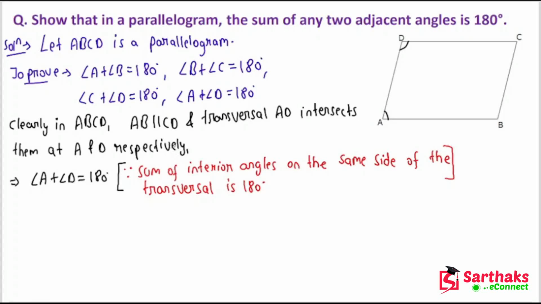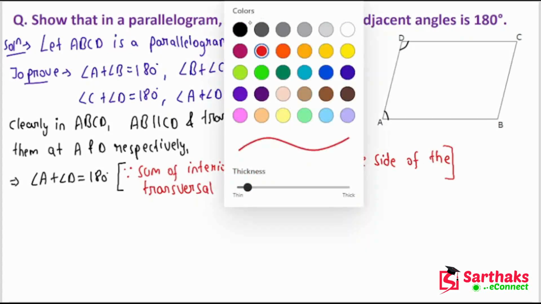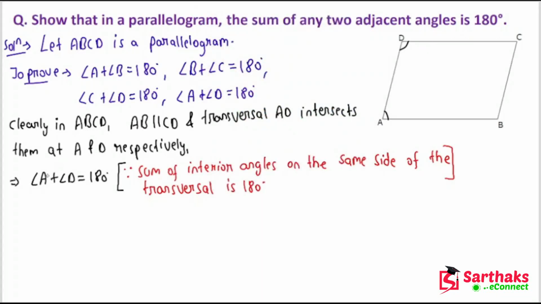Again, similarly, you can say that BC is also a transversal, so angle B plus angle C should also be 180 degrees. Yes, we can write it. It is true. Similarly, we can prove that angle B plus angle C is also 180 degrees. Again, they are angles on the same side of the transversal.